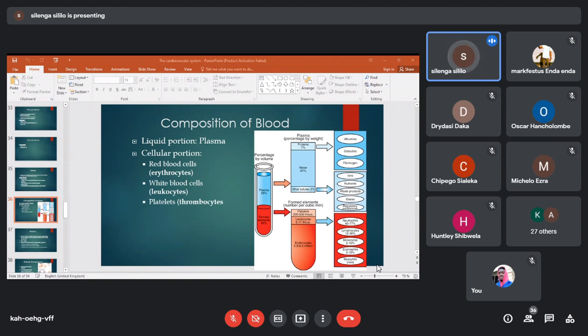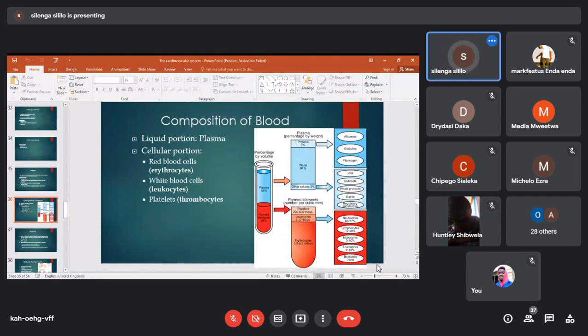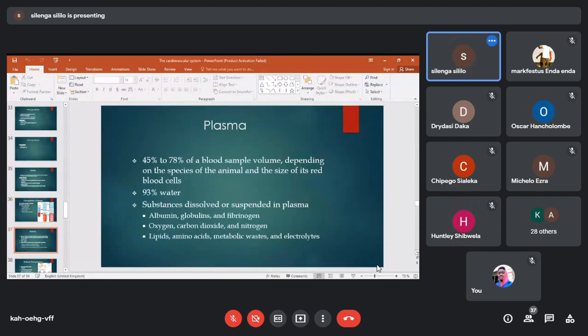Plasma, cellular component. But maybe we can try to add a bit of flesh to this. As I was saying, plasma is a range, depending on the species of the animal and the size of its red blood cells. So you find that some animals have bigger red blood cells.